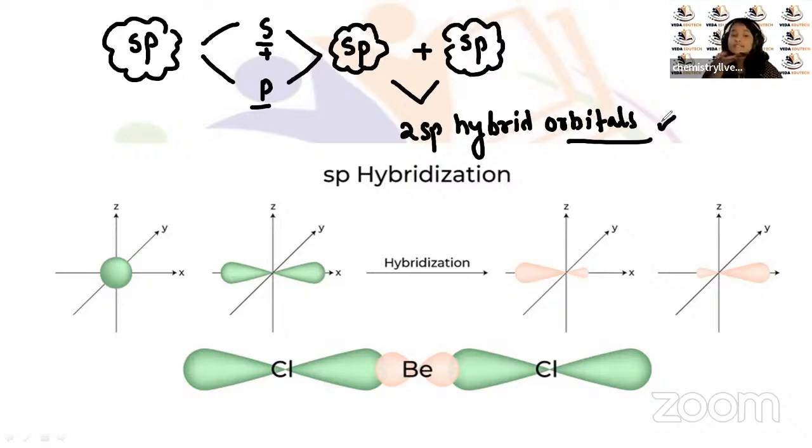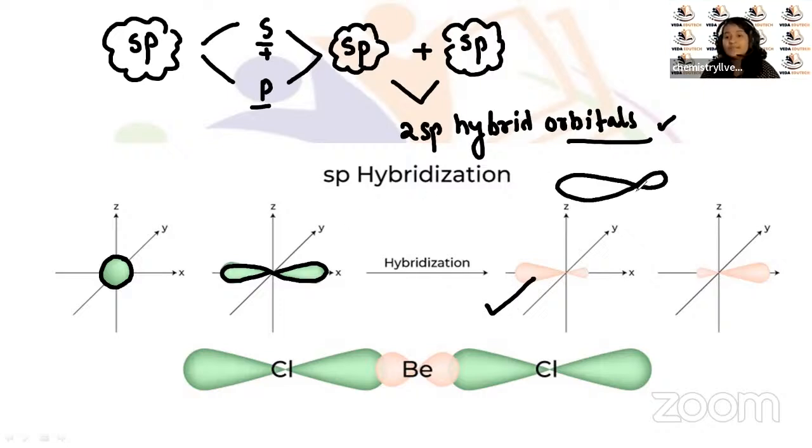And how do the sp hybrid orbitals look? Let us see that. Now we know that our s orbital is spherical in shape, and our p orbital is dumbbell shaped. When they combine, this is going to be your sp hybrid orbital. One lobe is shorter like this and one lobe is bigger like this. So this is your sp hybrid orbital.